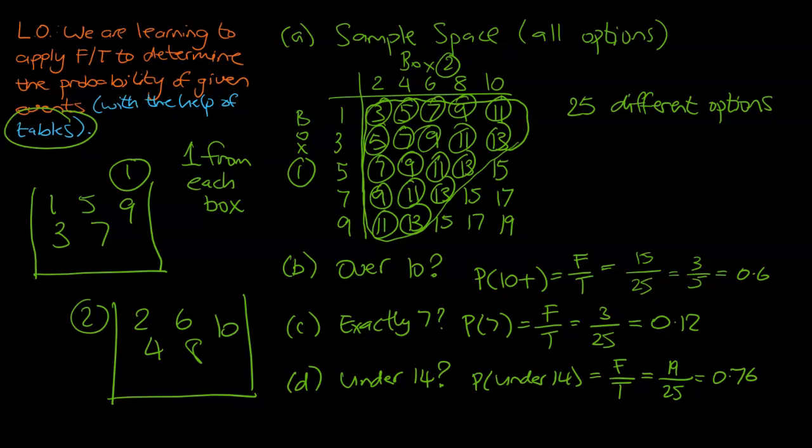So hopefully you found this video useful. What we did is look at how to use a table to answer probability questions. We then had a look at something called the sample space, and we then tried to use F over T to find the probability of these harder events as well.